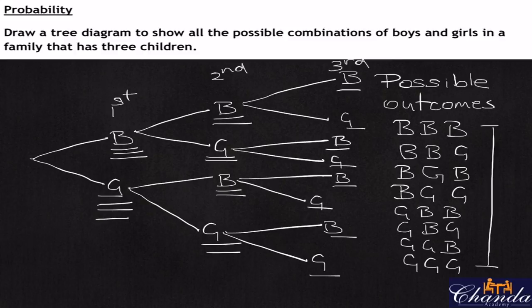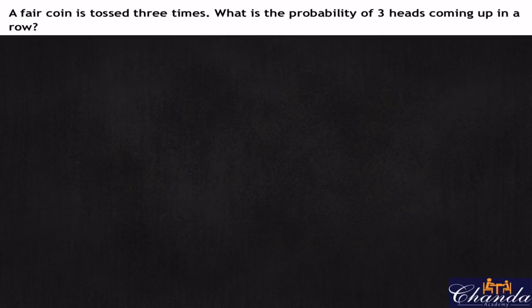Okay, so let's move to the next question. This question says, a fair coin is tossed 3 times. What is the probability of 3 heads coming up in a row? Okay, so again, very similar type of question to the one before. Again, we have to utilize a tree diagram. So we have the first flip, that could give us a heads or a tails. Now guys, there are 2 sides to a coin, and the probability of a heads coming up is obviously 1 out of 2. The probability of a tails coming up is also 1 out of 2.